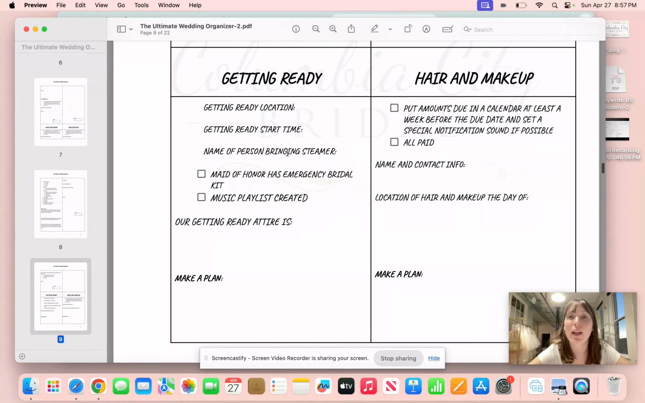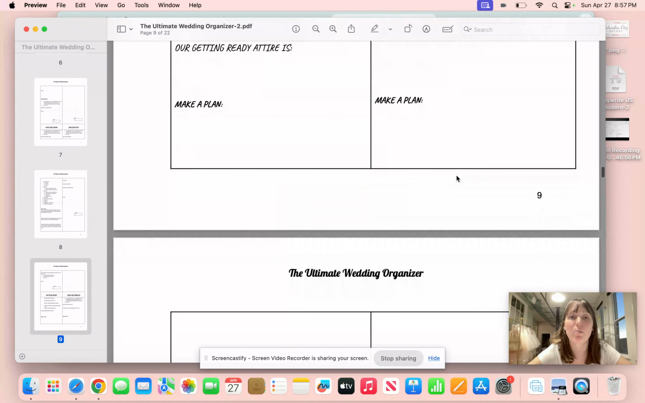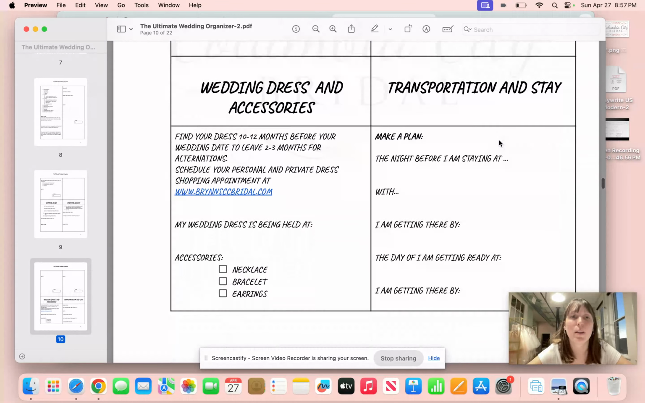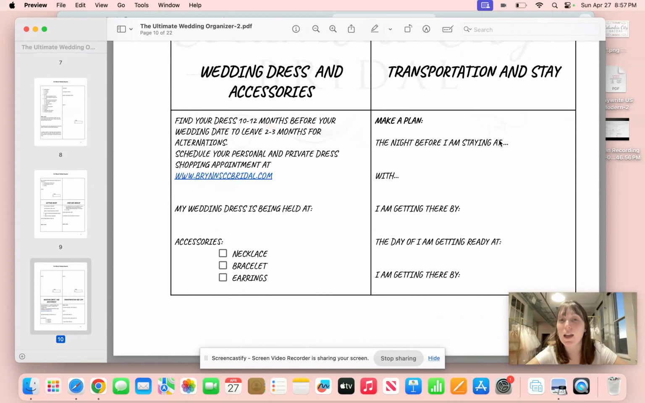So we have getting ready, hair and makeup, again, budgeting, seeing how much it all costs you. Wedding dress, this is really the only thing that I think I have a timeline on. 10 to 12 months if you are special ordering.